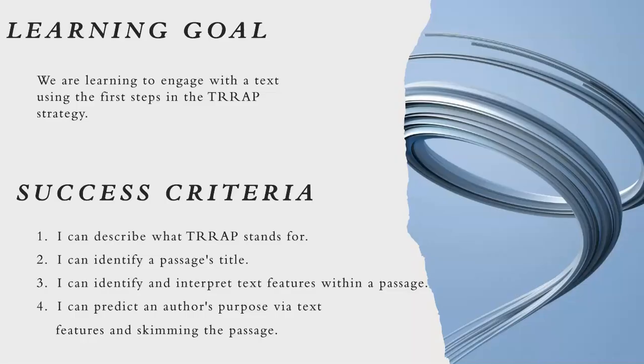Our learning goal today is that we are learning to engage with the text using the first steps in the TRAP strategy. Along the way, you're going to be able to say some I can statements to yourself, like: I can describe what TRAP stands for. I can identify a passage's title. I can identify and interpret text features within a passage. I can predict an author's purpose via text features and by skimming the passage. If we can hit those four things along the way, boom, I know you guys will have mastered your learning goal. So let's talk about what TRAP stands for.